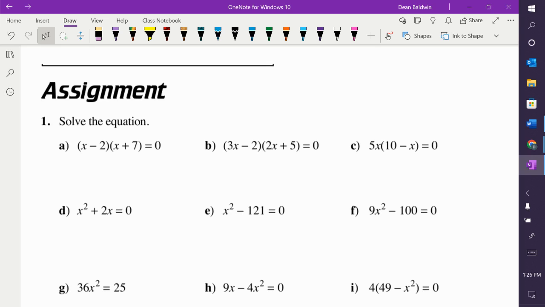So there's the first one. So the X plus 5 has to be 0. But what was this one?